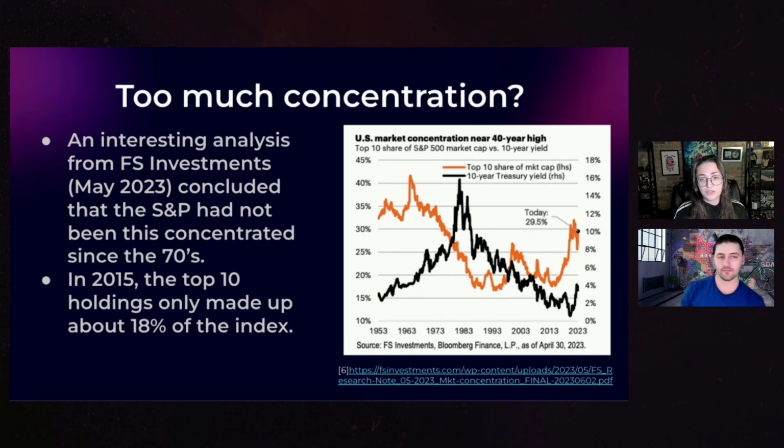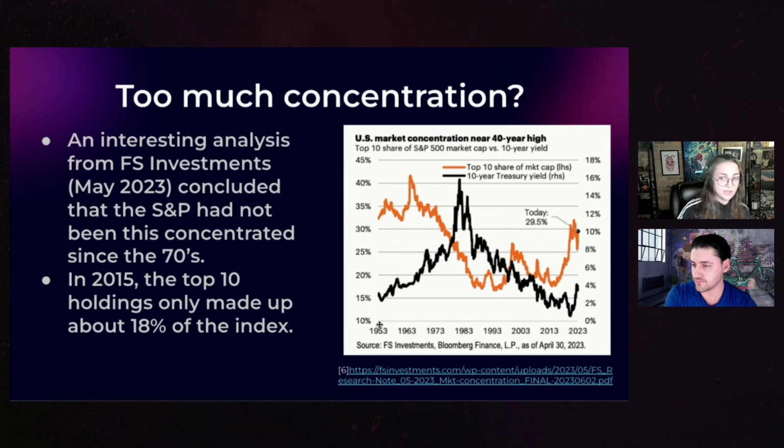So what this chart is looking at is US market concentration over the last 40 years. This is the top 10% of the S&P 500 by market cap. So the top 10 companies right now account for about 30% of the S&P's market cap. This is looking at that value historically going back to 1953. Make sense? Yes.